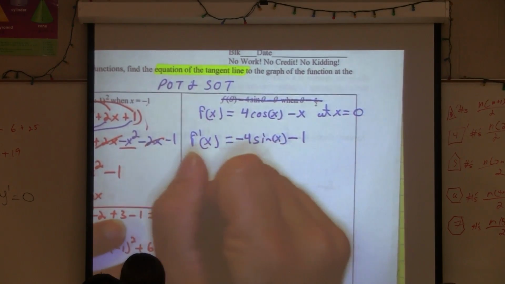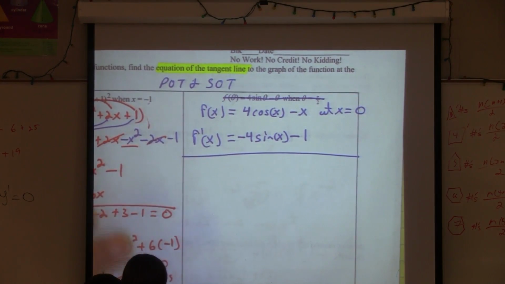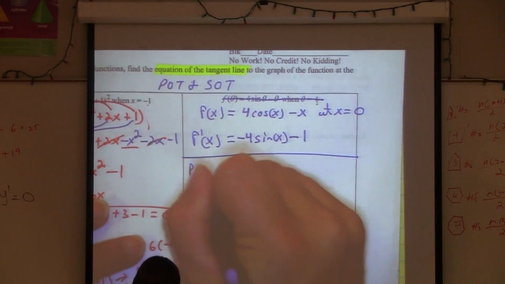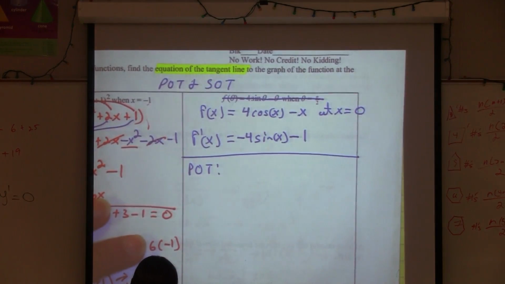Alright, so now we're ready to find the equation of the line, right? So let's do it. So what's my point of tangency? How do I get that?